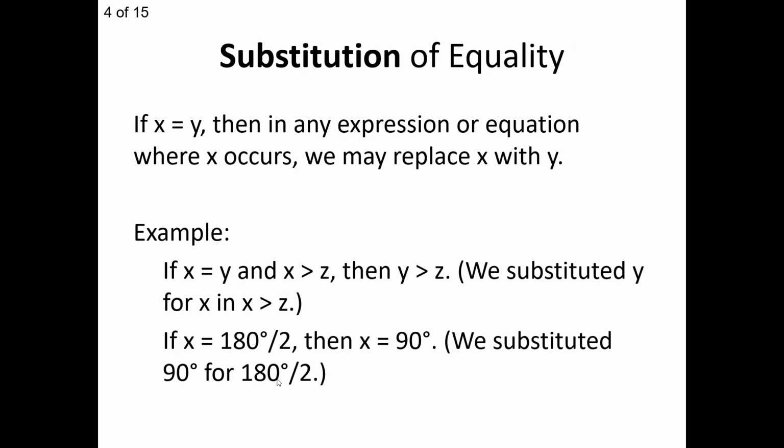So think of this as just like any sporting event. If you have a quarterback in the game and the quarterback gets injured, you want to substitute in another quarterback because you want your quarterbacks to have equality there, right? You would not put a running back in for your quarterback. Down below it says if x equals y and x is greater than z, then I also know y is greater than z, because I can take x out of the inequality and replace it with y, because we know that x and y are equal, so they're interchangeable. Down below, if x is equal to 180 divided by 2, then I can also replace the expression on the right-hand side with the value of 90.